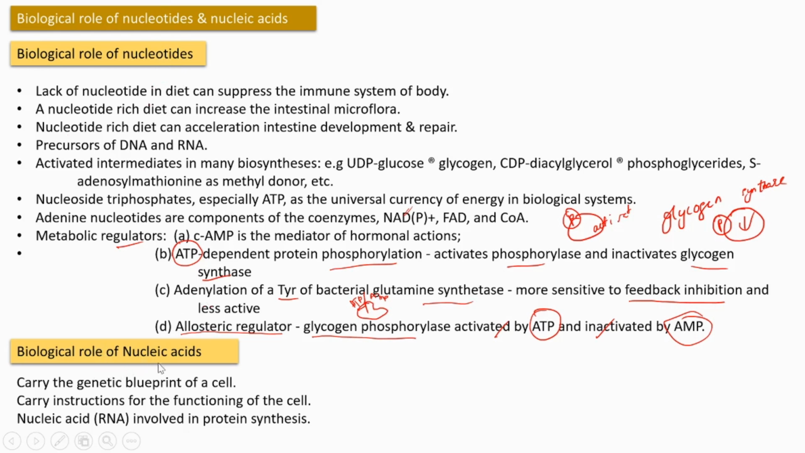Then the biological role of nucleic acids. We know that nucleic acids are a genetic blueprint, meaning it's the genetic write-up of a cell, and they also carry instructions for the functioning of the cell. Also nucleic acids, especially RNA, are involved in protein synthesis, which is very important because all enzymes are proteins. We know how significant this is, and in many other ways proteins are very significant and inevitable for the existence of life forms.